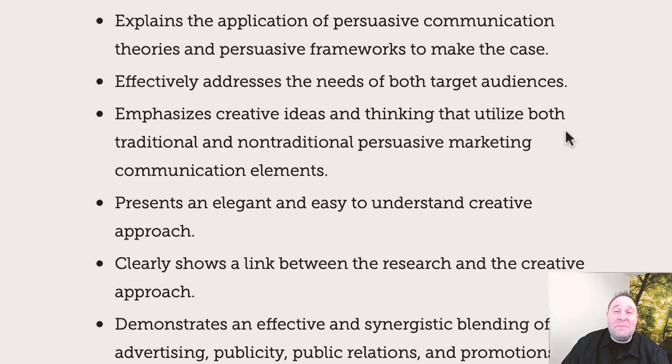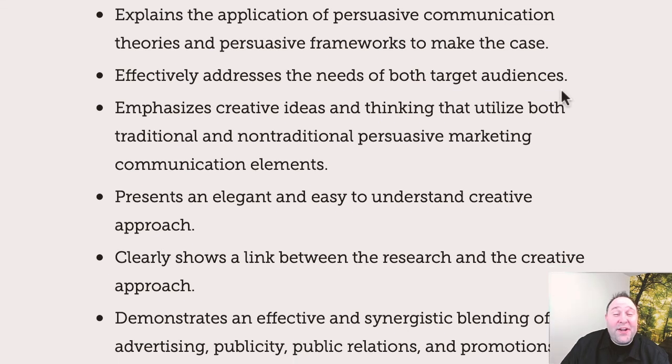And speaking of making the case, make sure that you include persuasive communication theories or persuasive frameworks from our text in this portion of your campaign plan, because we want to understand the theory behind why this set of ads or set of deliverables or set of ad executions will work for your target audience. And the best way to describe that and make that clear is by using a persuasive communication theory or a persuasion communication framework to make that case.